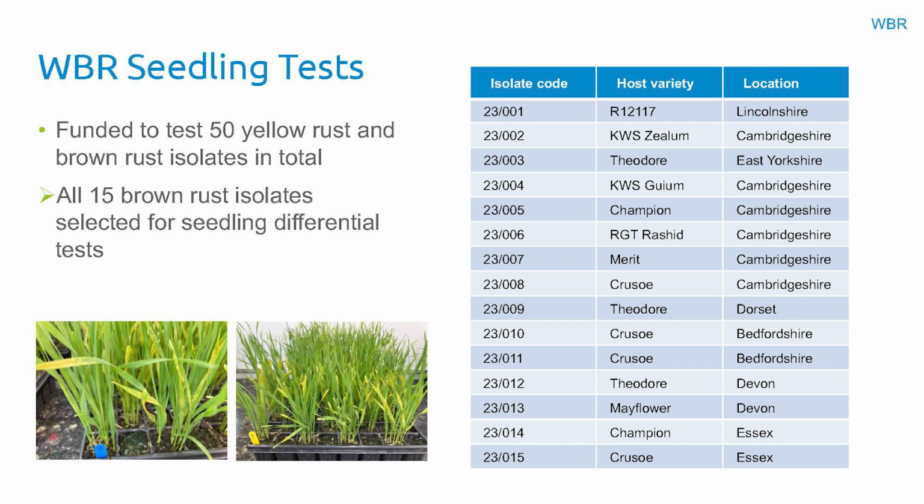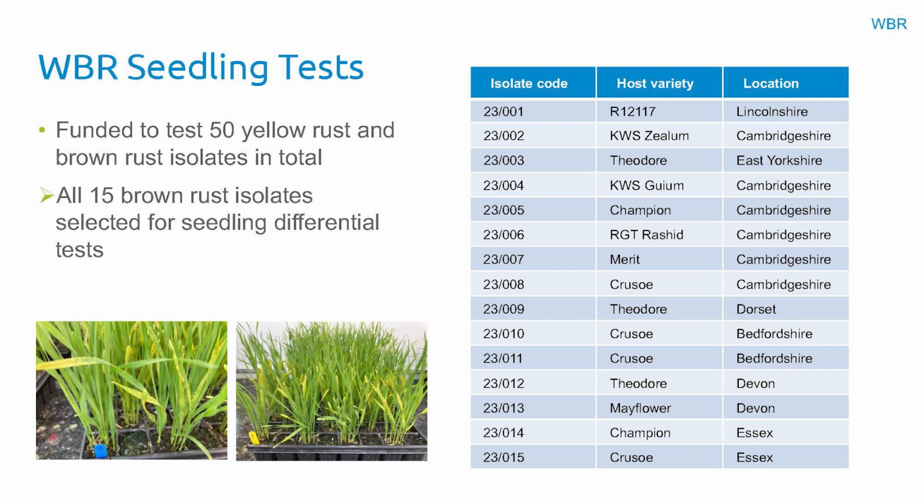So these are the isolates that we selected and tested. We have a range of host varieties. We've got Theodore in there, we've got Crusoe in there, Mayflower, and the locations. So we tested one from all of the samples that came in.